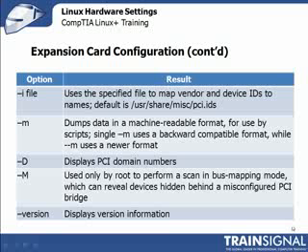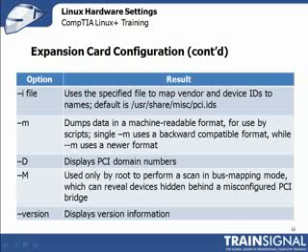The default file is /usr/share/misc/pci.ids. Next, -m will display the data in machine-readable format. This is typically useful if you want to pass this data on to a script for further processing.